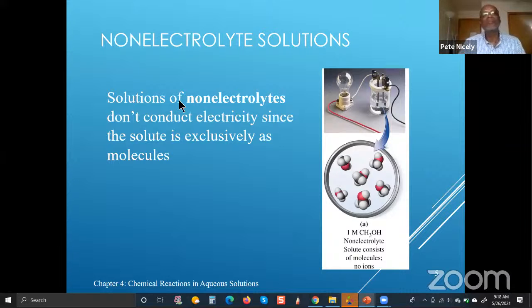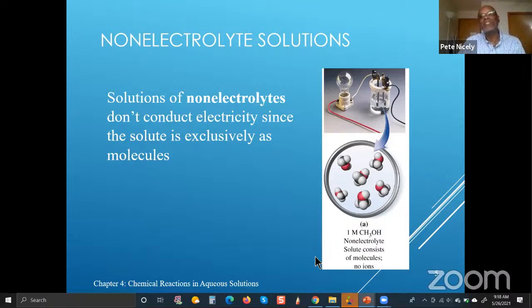And let's talk about now some solutions that are known as non-electrolyte solutions. And these are solutions which do not allow for an electric current to pass through them, all right? An example of this would be methanol. Methanol is a covalent compound. It is soluble in water, but it will not dissociate. There are no ions present in a solution of methanol.